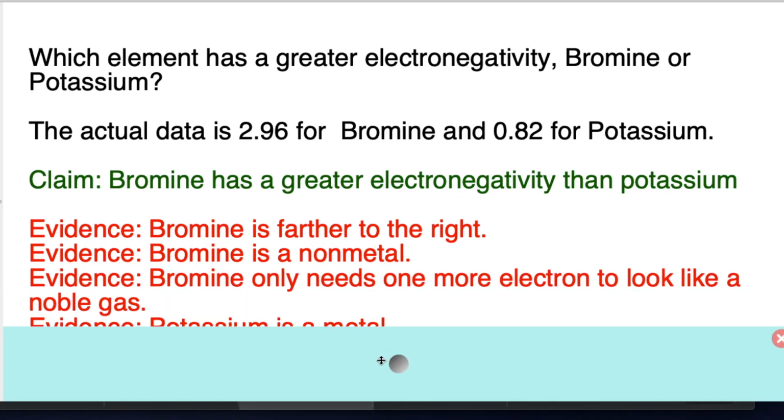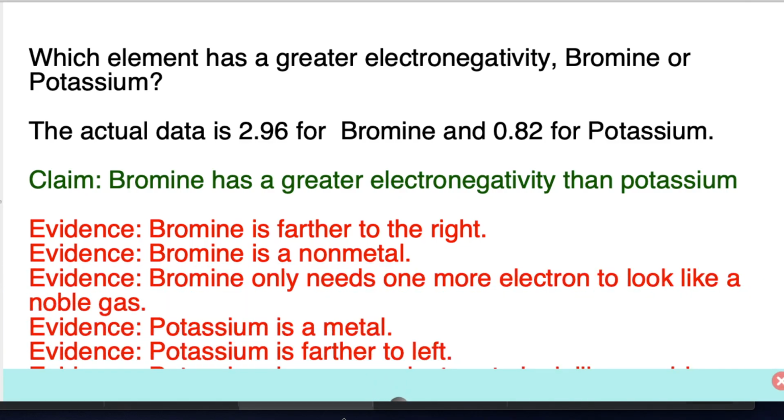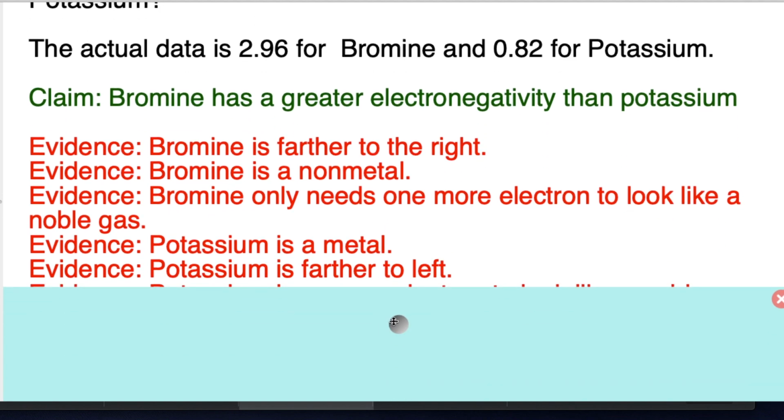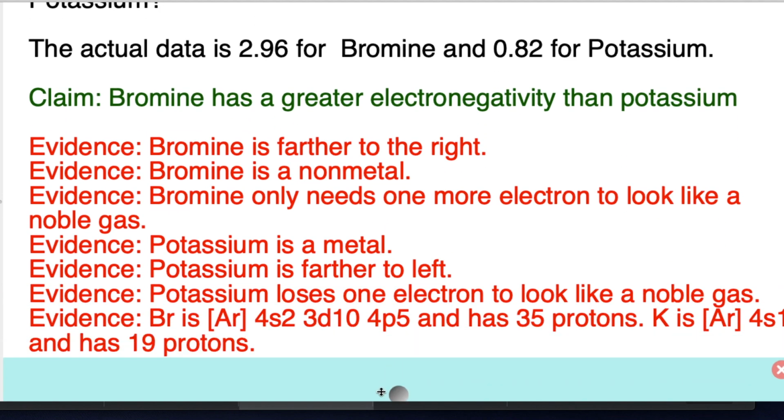Let's look at all the different evidences somebody could come up with. These are all the evidences that somebody could come up with. Bromine is farther to the right. That's true. Bromine's a nonmetal. Also true. It only needs one more electron. You are right again. Potassium's a metal. Of course it is. Potassium is farther to the left. Yes, it is. Potassium loses one electron to look like a noble gas. You are batting 1,000, young man or young lady. You are not getting them wrong.